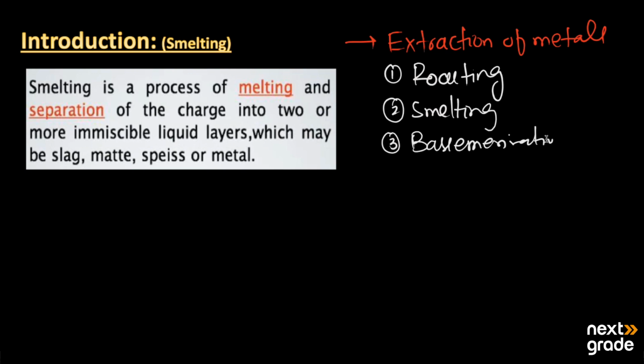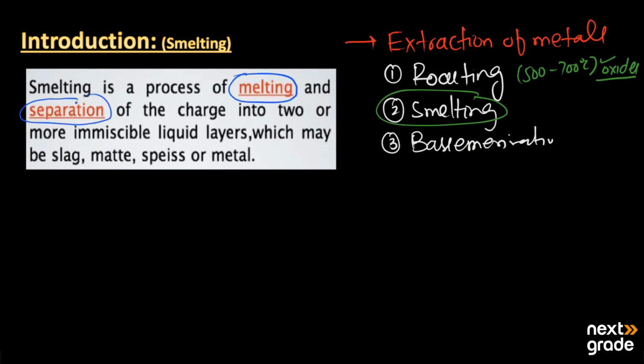So, what just happened in the roasting? In this, the metal is heated to between 500 and 700 degrees Celsius and converted into its respective oxides. Now, after the conversion of the ore into oxides, the second process is smelting. Basically, smelting is mainly known as the melting and separation of the charge into two or more immiscible liquid layers. The metal is melted and converted into two immiscible liquid layers, and these may include slag, matte, speiss, or the metal.